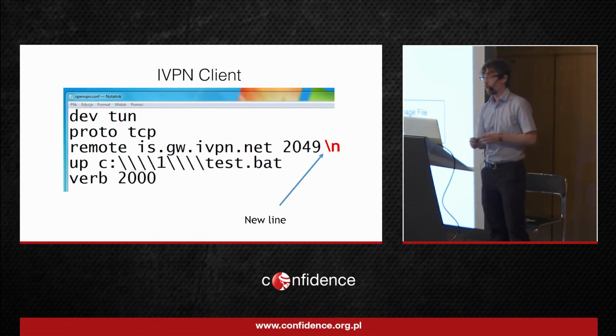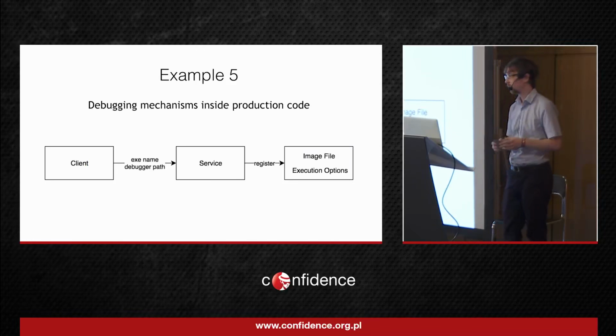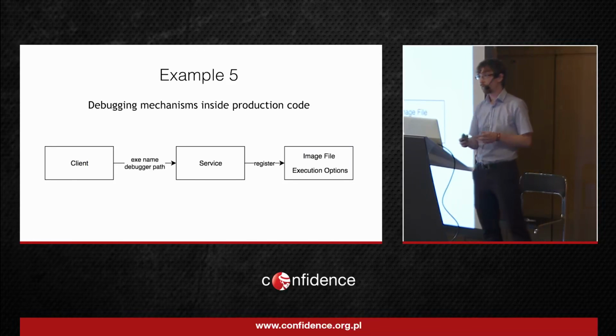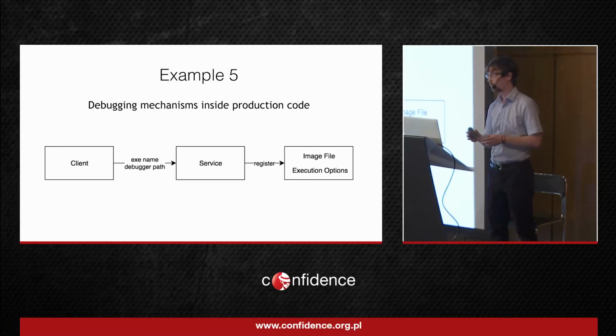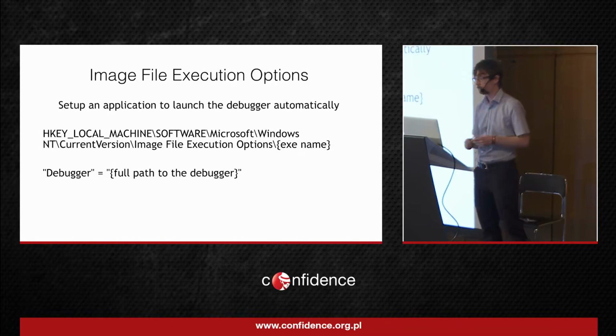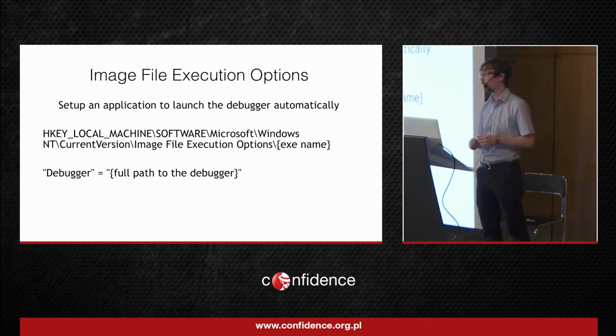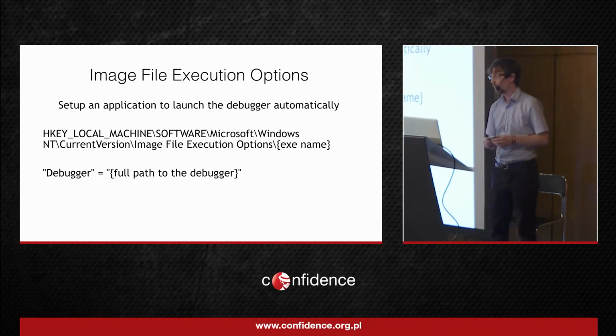Another idea. I looked into different VPN software, and one of them has some debugging functionality inside the production code. And having something about debugging inside production is not a great idea. So I started thinking, okay, maybe I can exploit this. On Windows, we have something called Image File Execution Options. This is a registry key, and of course, this registry key can be modified only if you have administrator privileges. That's the reason why the VPN software vendor has this wrapper for it inside the service.